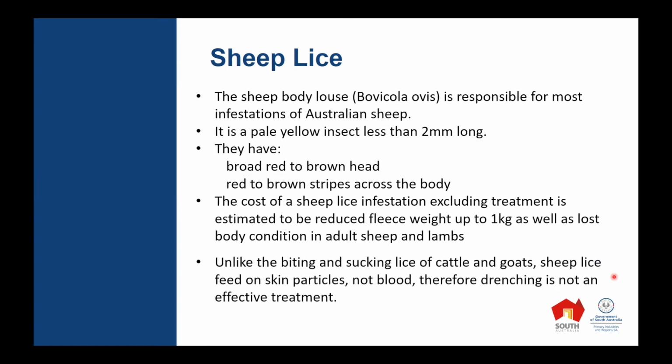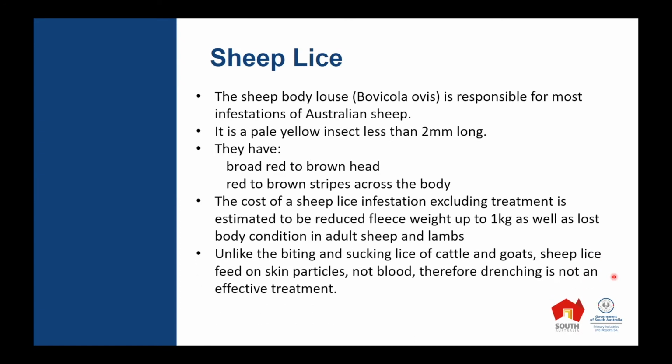Unlike cattle and goat lice, sheep lice aren't blood suckers. They feed on skin particles like dandruff, not blood. So drenching sheep with a parasiticide insecticide type drench is not going to kill sheep lice. You've got to get something on the surface of the animal that will kill them.